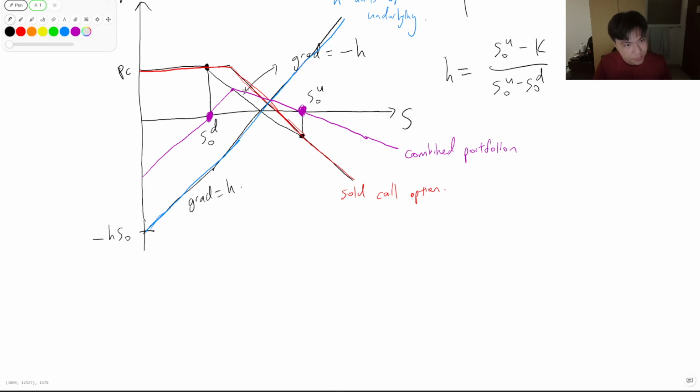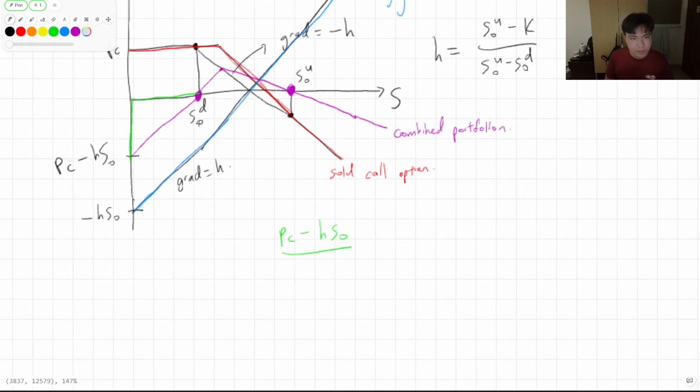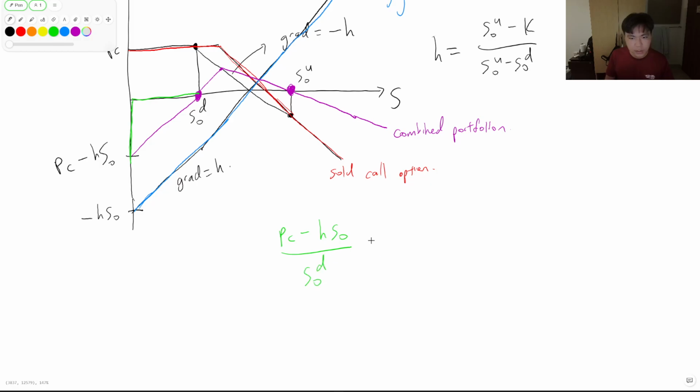So this diagram allows me to calculate the PC. Remember, we didn't really know what the price of the call option was when we sold it. But now looking at this diagram, we have enough information to derive the price. So this intercept over here of the purple graph is PC minus H S naught. And looking at this graph, looking at this rise over run, look at this triangle, we see that PC minus H S naught divided by the run over here, S naught E, should be equal to H.